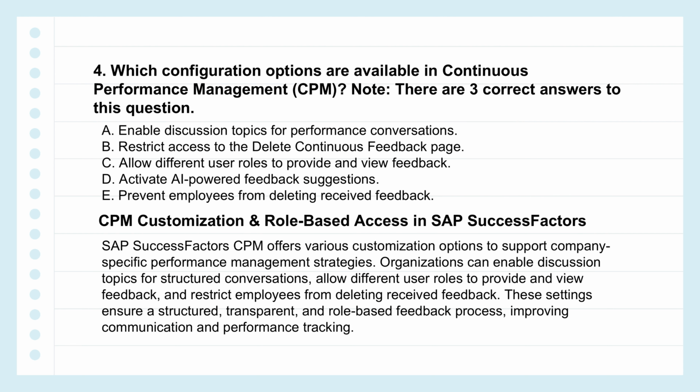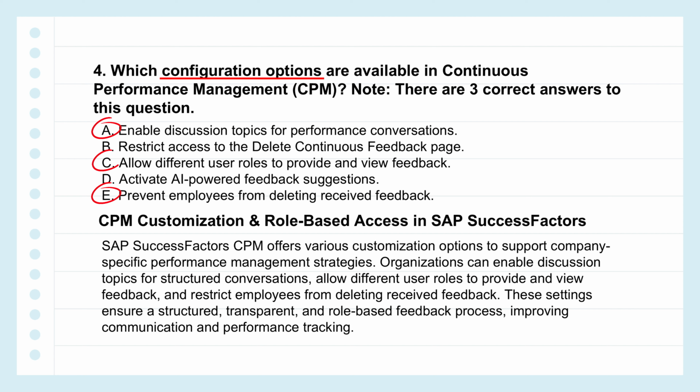Okay, let's shift gears and look at question 4, which deals with the configuration options in continuous performance management, or CPM. It seems like there's a lot of flexibility built into the system. It's not a one-size-fits-all approach. The guide points out that you can enable features like structured discussion topics for performance conversations, role-based access to control who can provide and view feedback, and even prevent employees from deleting feedback they receive. So it's all about creating a system that's tailored to an organization's specific needs and promotes fairness and transparency in performance management.